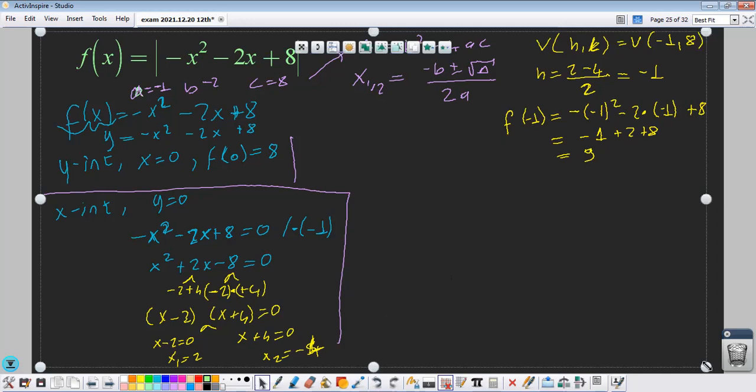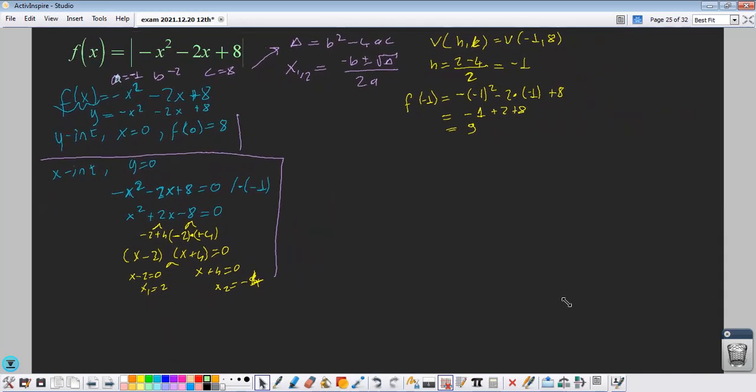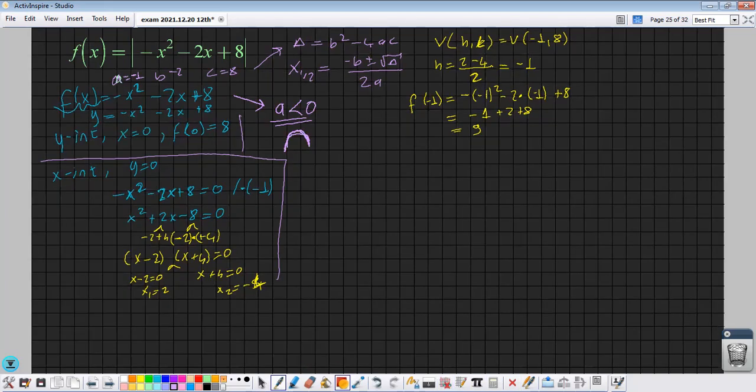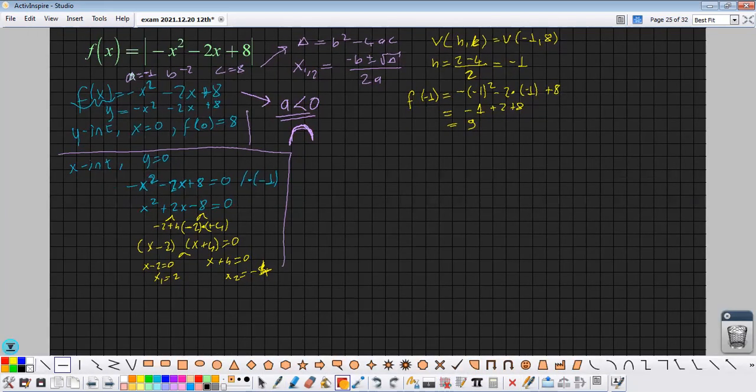Even from the beginning, you can discover something about this graph. Since it is minus x squared, since the a number is smaller than 0, negative, the parabola for x squared will be upside down. So now let's draw this graph. We need 2 lines. Let's insert 2 lines here.